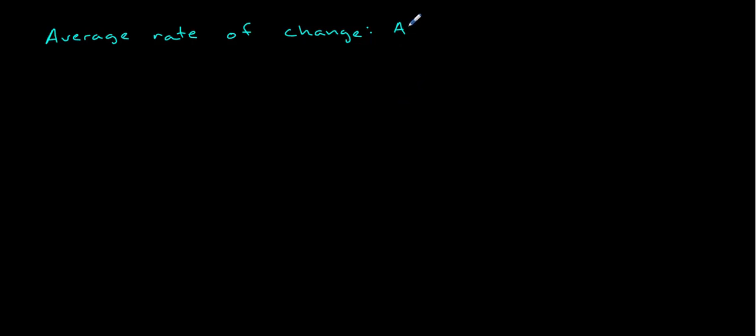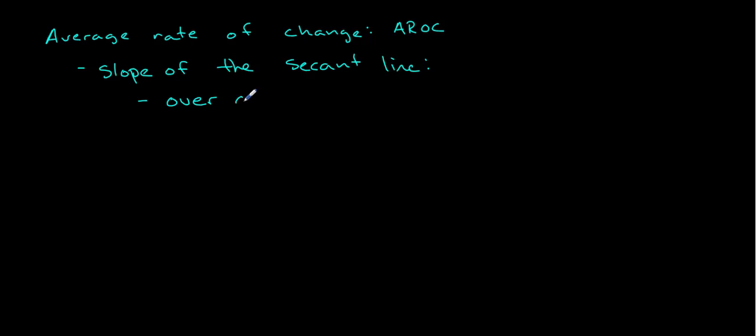Or AROC. So average rate of change, slope of the secant line. What do we need? We need 2 points, right? This is always going to be over an interval. And we need 2 points.